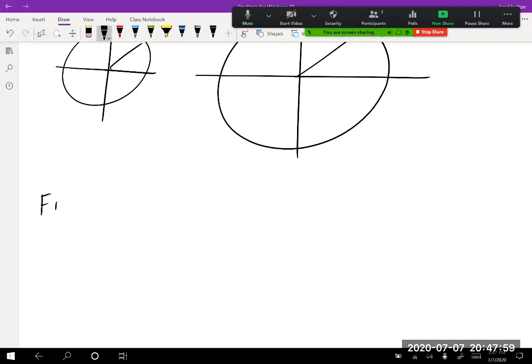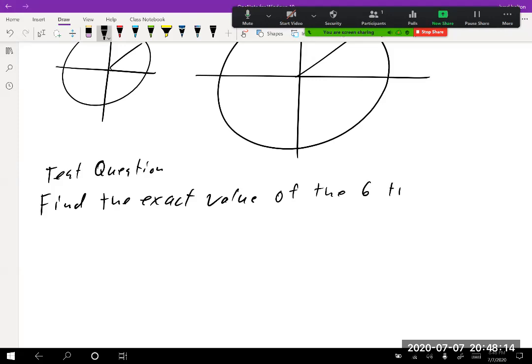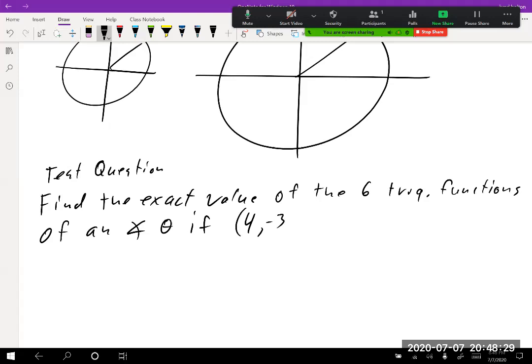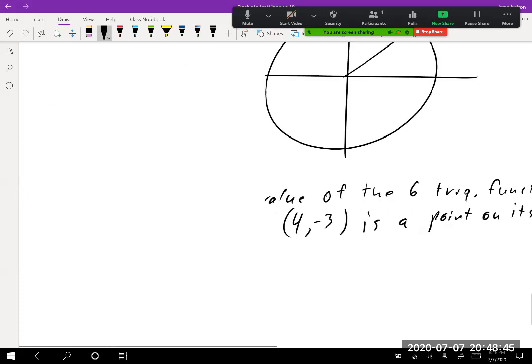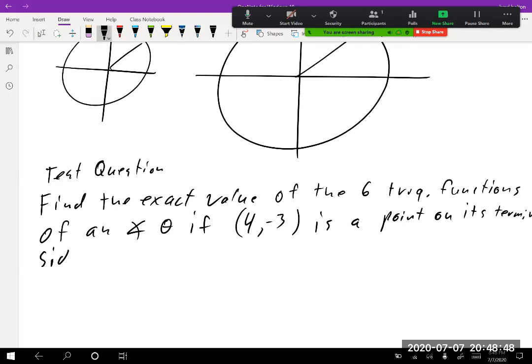Let's say that we have, again, this is a test question. Find the exact value of the 6 trig functions of an angle theta if the point 4 comma negative 3 is a point on its terminal side in standard position. So this is pretty straightforward.